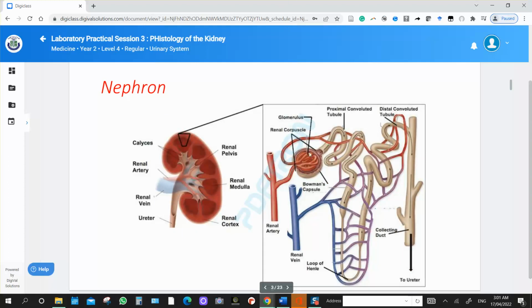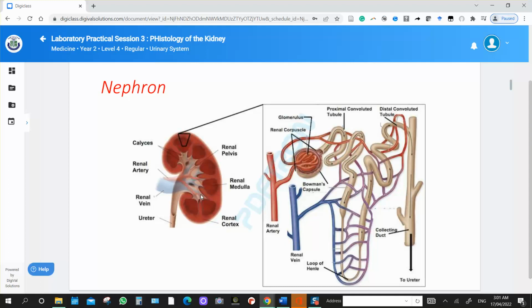The nephron, as you can see, these are the parts of the nephron. There is an outer cortex, renal cortex, and the inner medulla. The inner medulla consists of pyramids which have a base towards the cortex and an apex towards the renal pelvis. The pointed part of the apex is called the renal papilla.